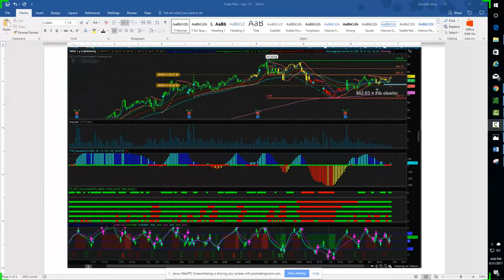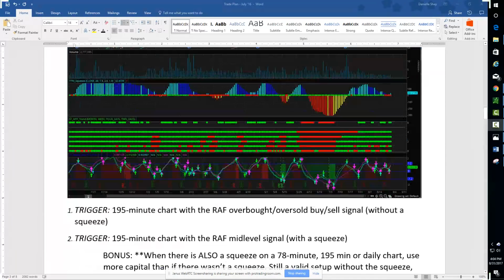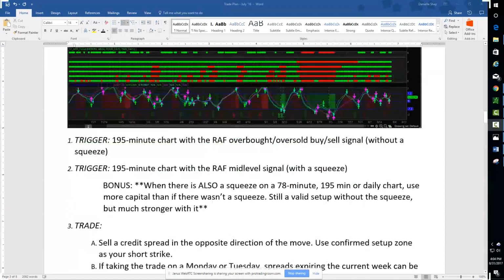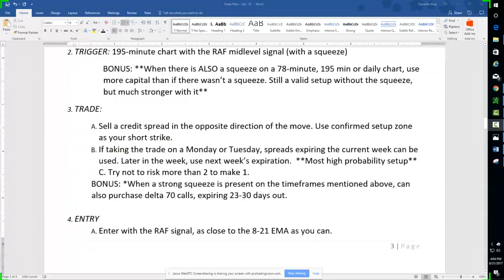So that is my setup. What do I do when I get that setup? That's my setup, that's my trigger. What is the trade? That is always the question, right? So I'm going to update this.